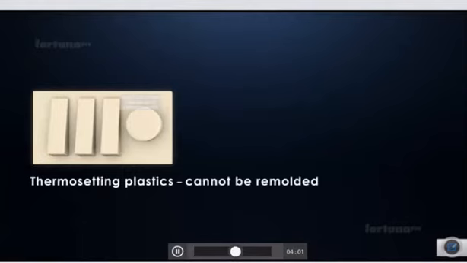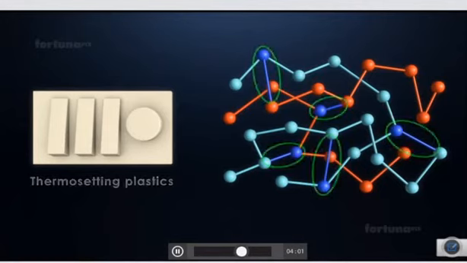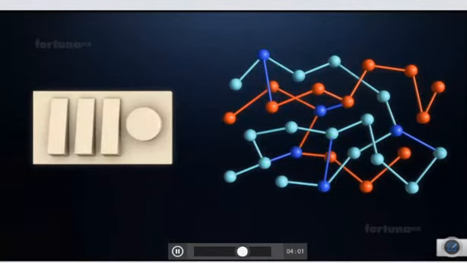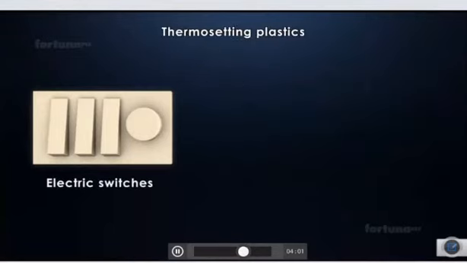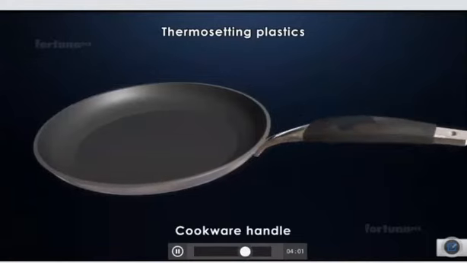Thermosetting plastics are those that cannot be remolded. After their initial mold, thermosetting plastics will not soften if they are heated again. The polymers in thermosetting plastics are linearly arranged with crosslinks between them. Their structural arrangement causes them to be hard and usually rigid. Because of their strength and stability, thermosetting plastics are used to make electric switches, floor tiles, plates, and cookware handles.